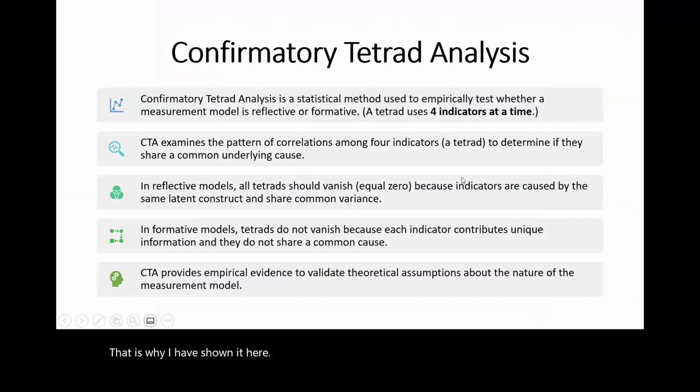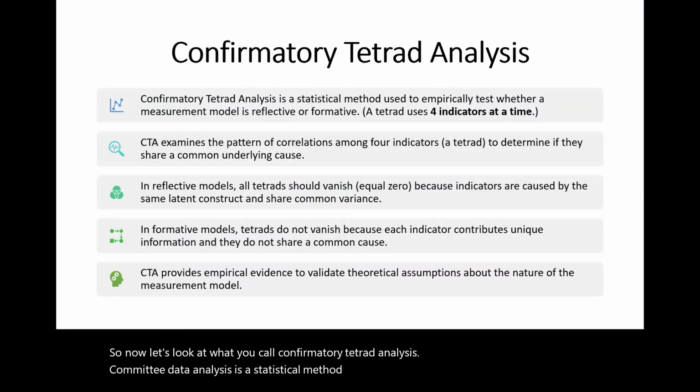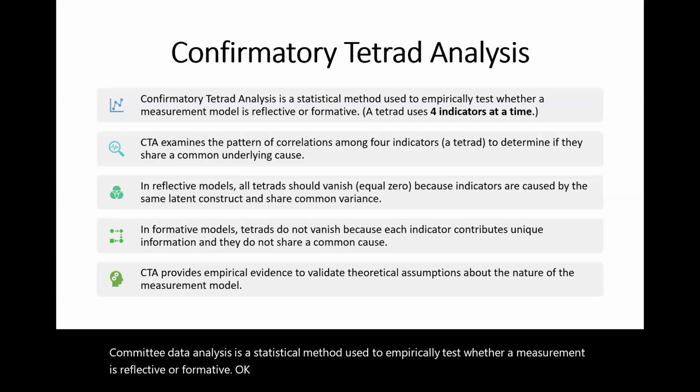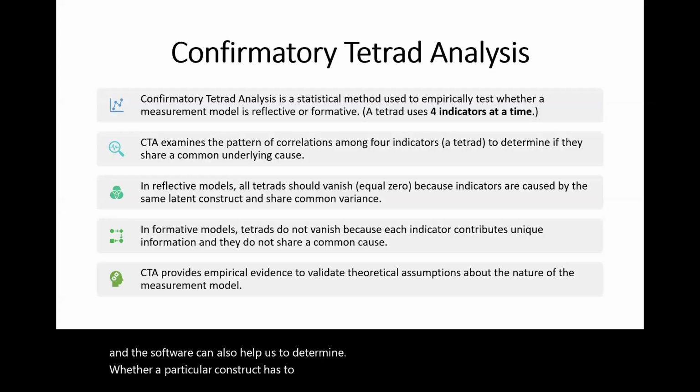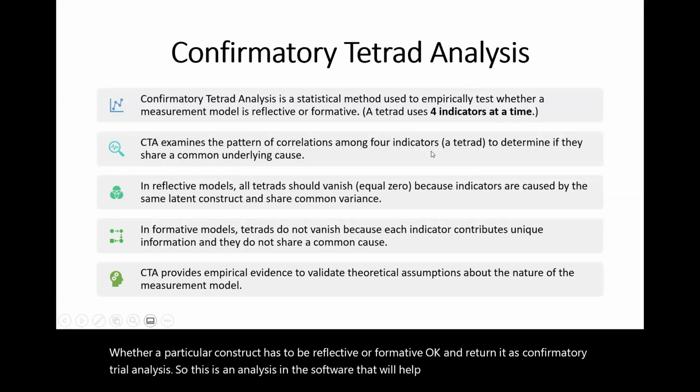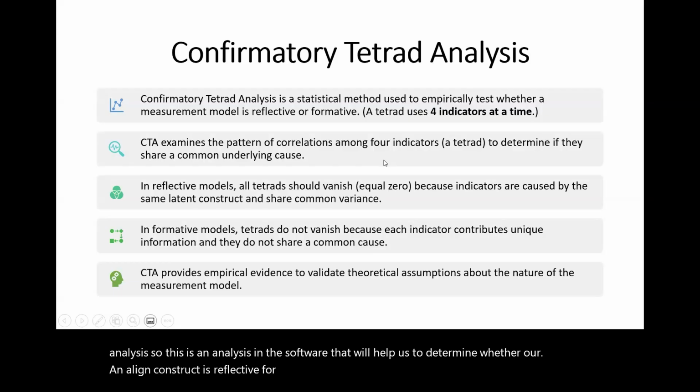So now let's look at what you call confirmatory tetrad analysis. Confirmatory tetrad analysis is a statistical method used to empirically test whether a measurement is reflective or formative. Now we understand what we mean by reflective and formative. The software can also help us to determine whether a particular construct has to be reflective or formative, and we term it confirmatory tetrad analysis. This is an analysis in the software that will help us to determine whether our underlying construct is reflective or formative. And the tetrad here means 4.